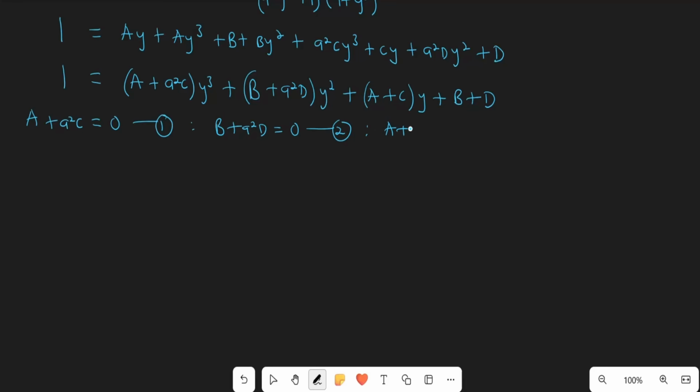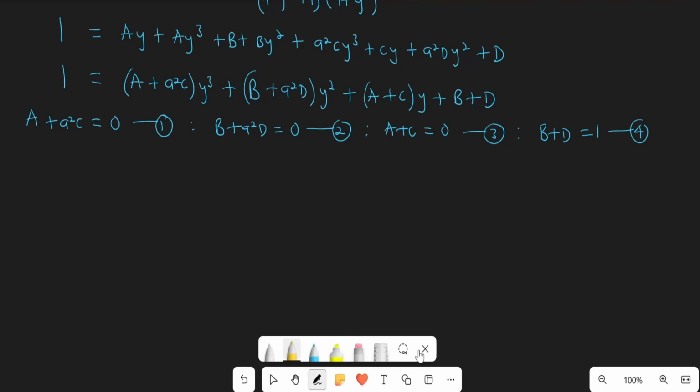Next is a plus c. This is equal to 0 as well. There is no coefficient of y on the left hand side. And the constant term b plus d is equal to 1. The constant term on the left hand side is equal to 1. Alright. Now solving these four equations simultaneously, these will be the values of a, b, c, and d that will satisfy all these four equations.